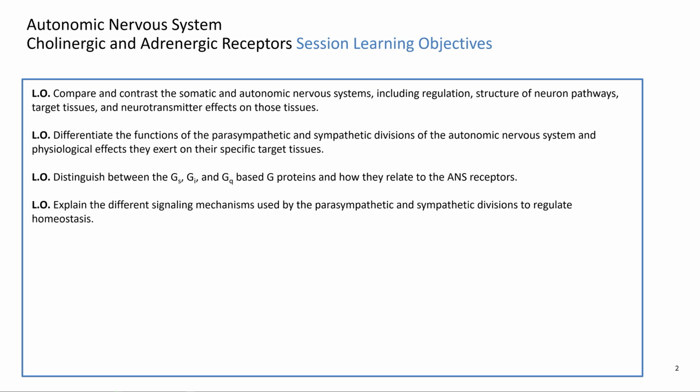We will describe the changes to the effector due to stimulation by the sympathetic division. We will identify the neurotransmitters of the sympathetic and parasympathetic division. We will describe the mechanisms of the ANS neurotransmitter secretion and removal. We will describe the two types of cholinergic receptors, list their locations, and describe their actions.